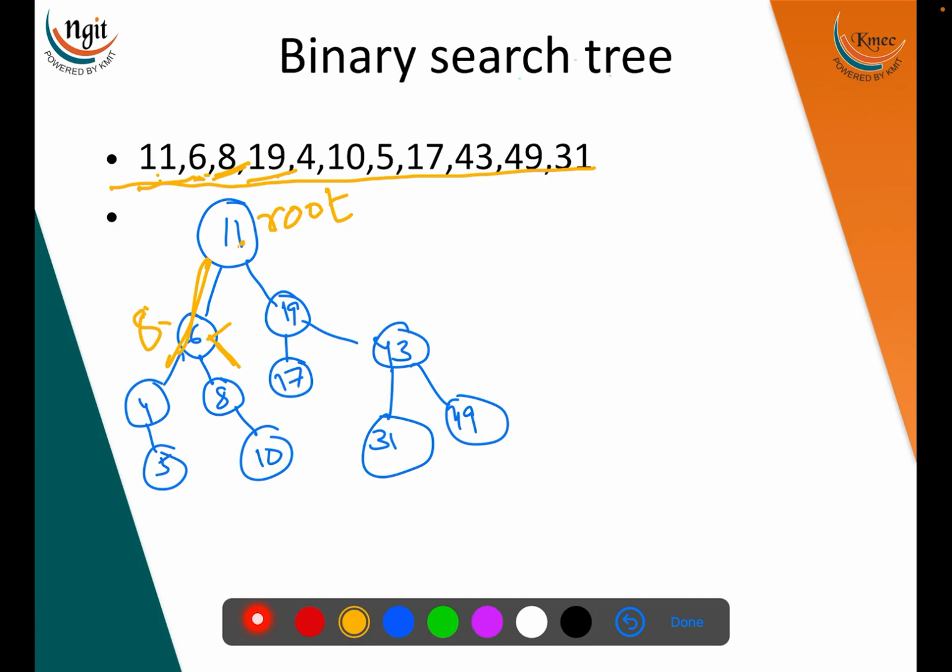Now this time 19. 19 is compared with 11. You find 19 is greater than 11. Where should it go? It should go to the right-hand side. That is where 19 will be. Now again the next element. You will compare 4 with 11, and you find it is lesser than 11. So come to the left subtree. In the left subtree, the root node is 6. Again compare with 6. You find it is smaller than 6, so it will be on the left-hand side.